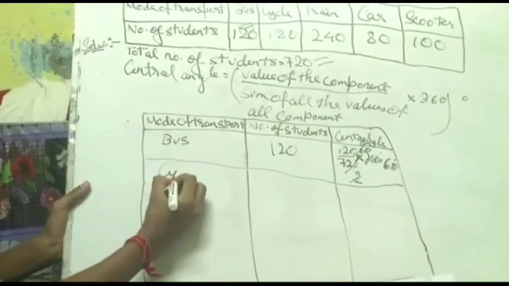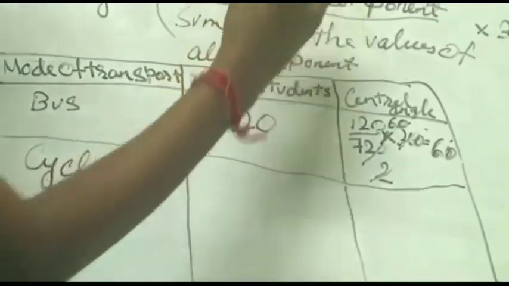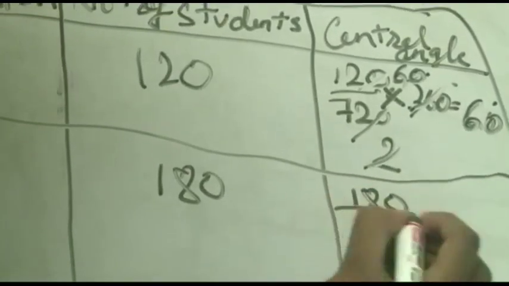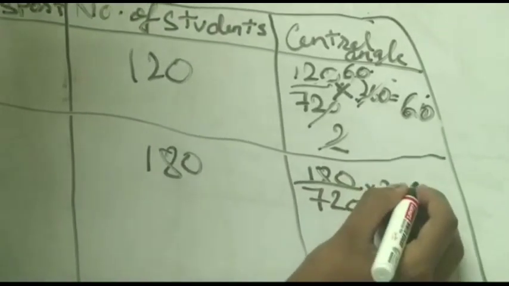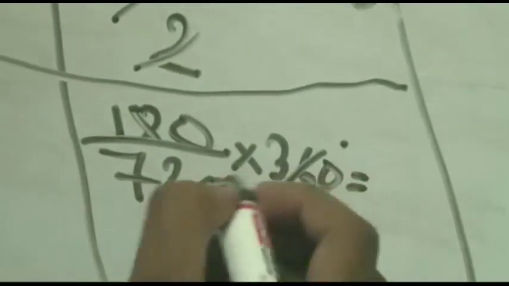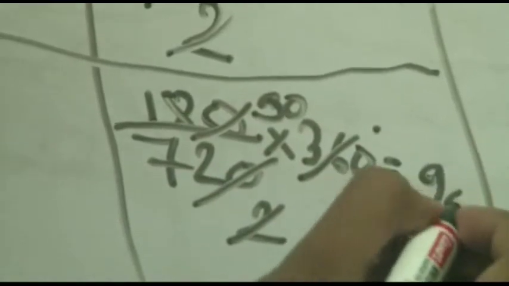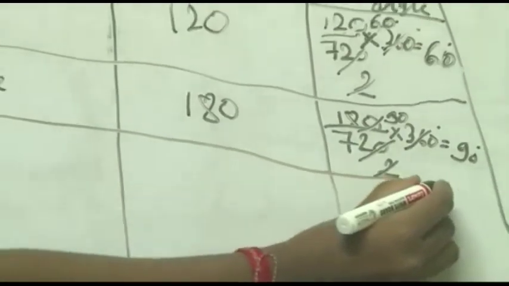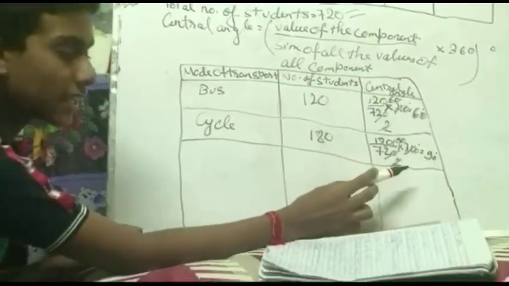Then cycle. Cycle is how much? 180. 180 by 720 into 360. Again we are doing 360 into 2. 2 into 90 is 180. Then the answer is 90 degree. The first one is 60 degree and the second one is 90 degree.